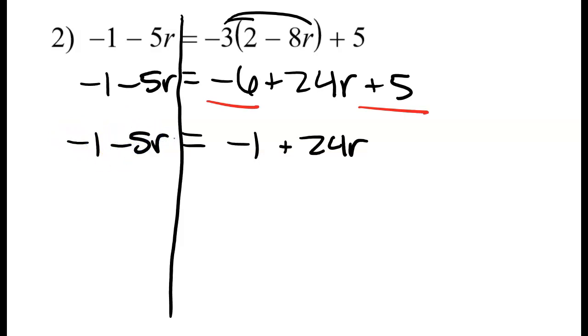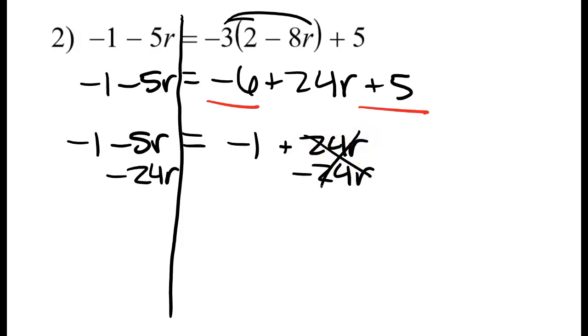Okay, so from here, let's go ahead and try to get my r's to the same side of the equal sign. So to be consistent with last time, let's bring them over to the left. So subtract 24r from both sides. Because of the fact that it's positive 24, we need to subtract to undo. All right, so these will go away.